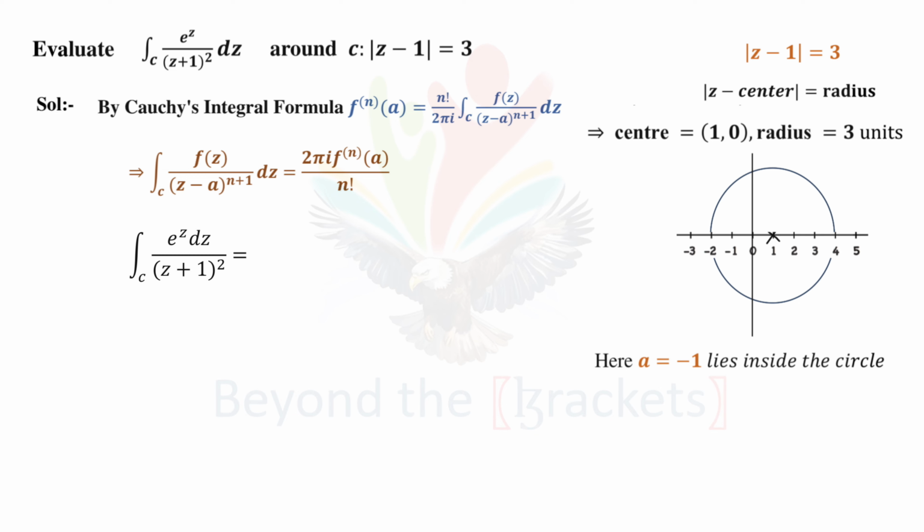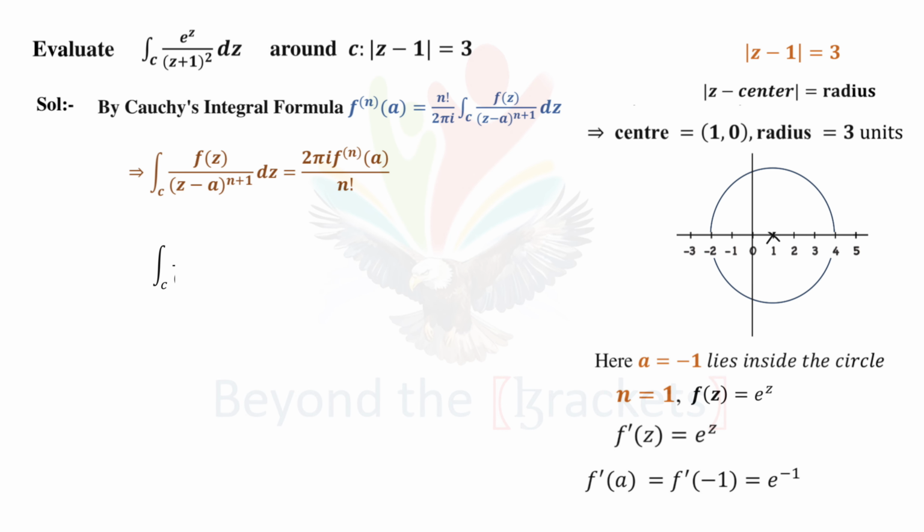Also, n + 1 is 2, which implies n will be equal to 1. So here n represents the order of the derivative. Since n is equal to 1, we differentiate the function once. Here the function is f(z) = e^z. Differentiation of e^z is e^z. And f′(a) is f′(−1), which will be e^(−1) or 1 by e. So here the given integral becomes 2πi into f′(−1) divided by 1 factorial, which will be 2πi into f′(−1) is 1 by e, and the value of 1 factorial is 1.